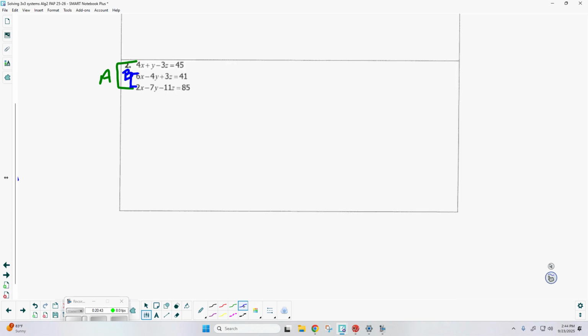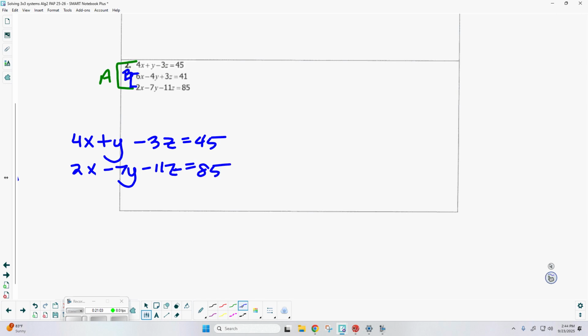Okay, so let's start with this first one. I've got 4x plus y minus 3z is equal to 45. And we're going to compare that to 2x minus 7y minus 11z is equal to 85. And we decided we want to go ahead and get rid of the x's. How would you do this? Let's multiply the bottom by 2. Okay. Alrighty, so I'm going to multiply by 2.